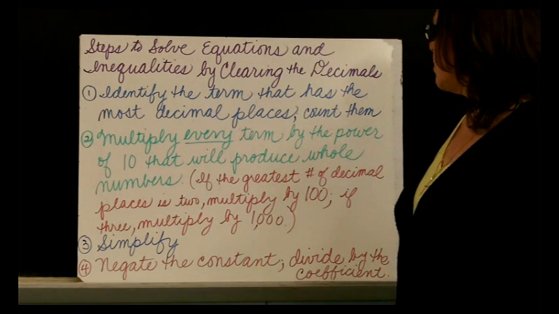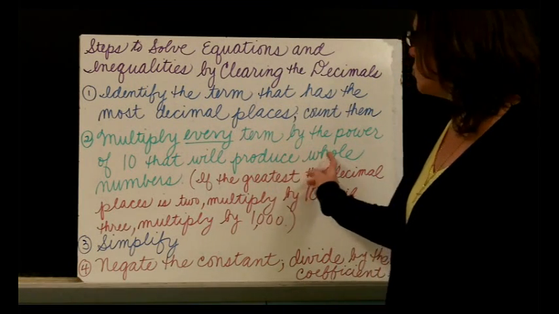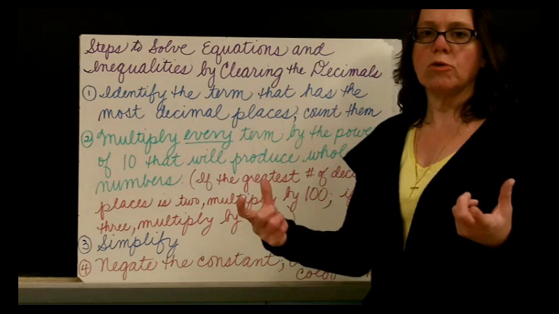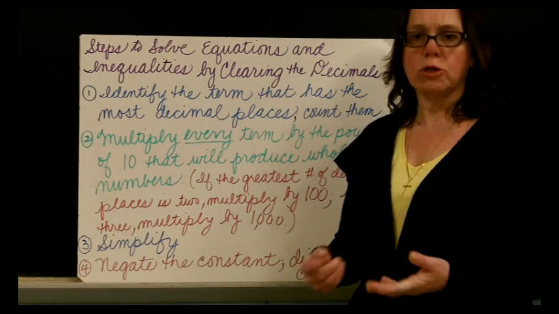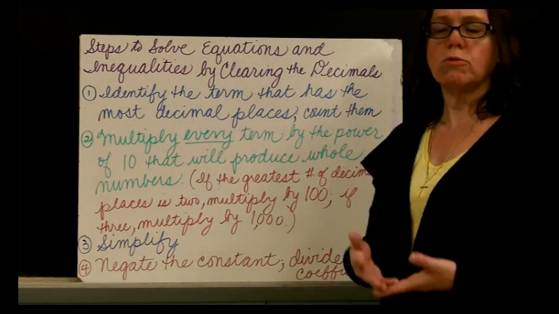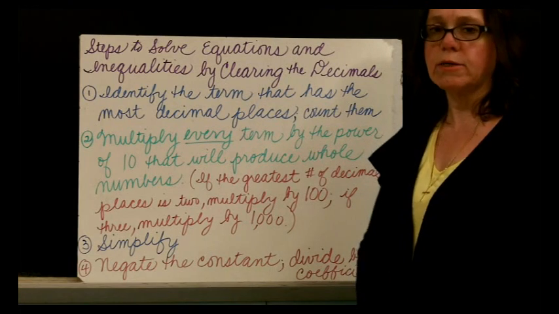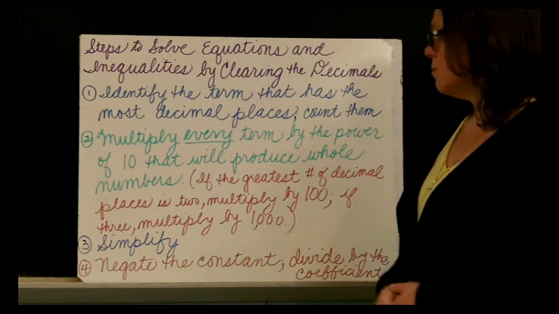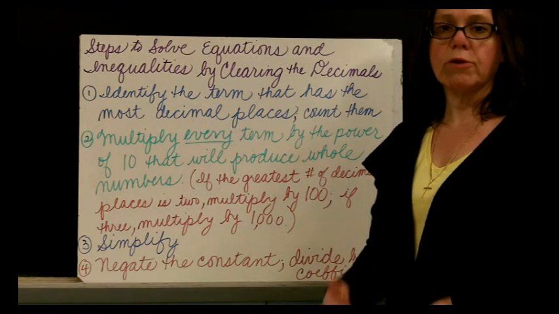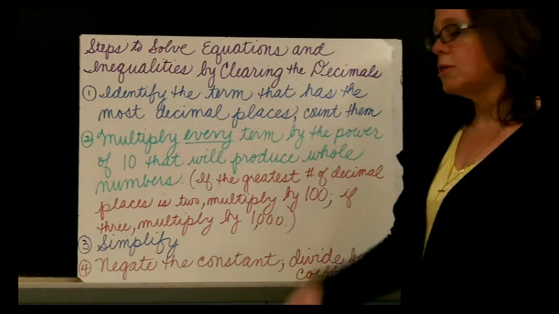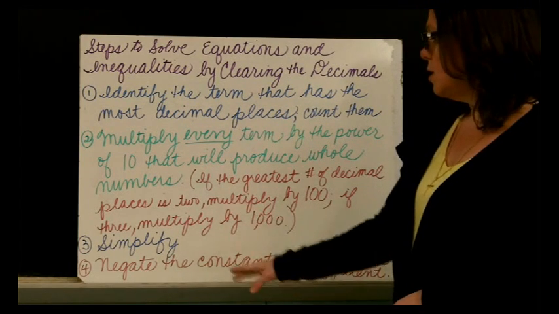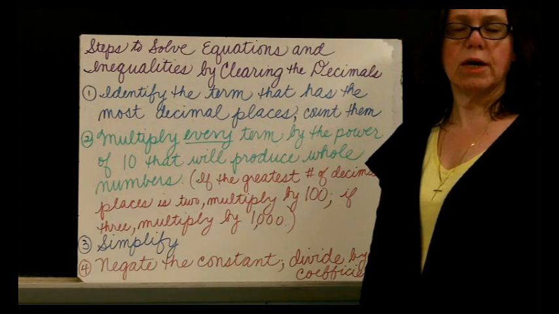Next, you're going to multiply every term by the power of 10 that will produce whole numbers. So for instance, if the greatest number of decimal places in your equation or in your inequality is 2, then you would multiply every term by 100. The 2 decimal places, you would choose the power of 10 that has the 2 zeros at the end. And if we were to take that a step further, if the greatest number of decimal places was 3, then you would multiply every term by 1,000, the power of 10 that has 3 zeros. And then after that, you would have just whole numbers. You would simplify, you would negate the constant, divide by the coefficient to isolate the variable.